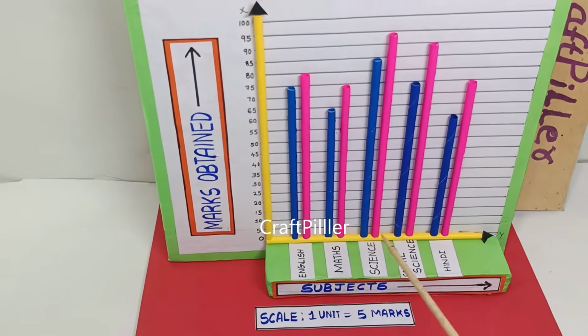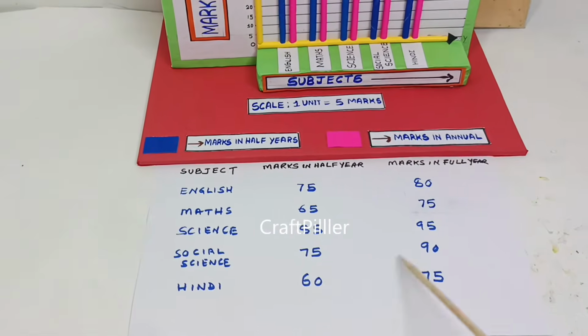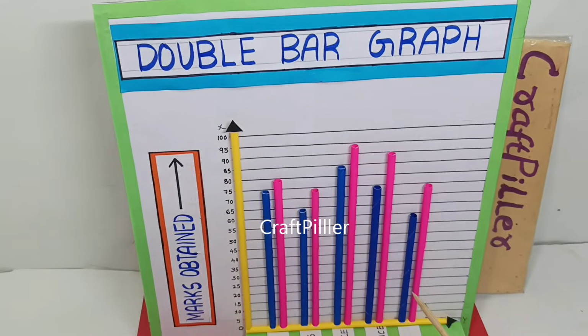In a similar way, we represented science, social science, and Hindi. All these marks which are available in the table format, we have put in the double bar graph.